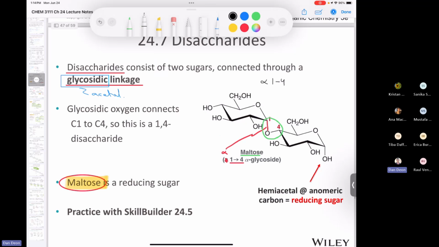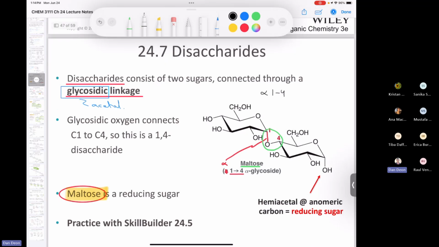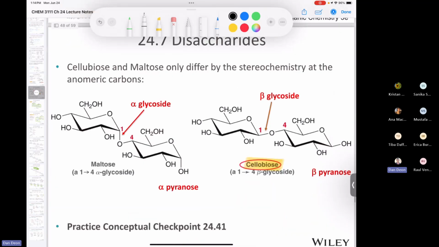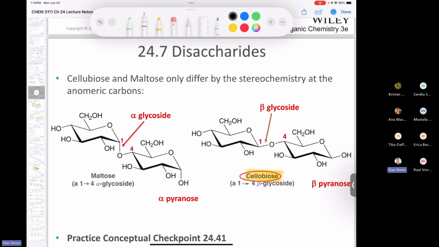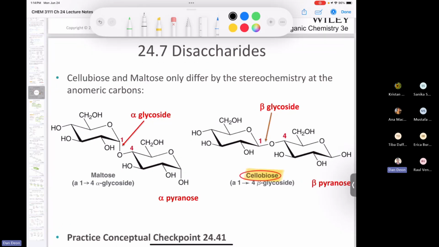Okay, so anyhow, now maltose is a reducing sugar. Why? Because if we have a reducing sugar, all it means is that we have a hemiacetal in the molecule, and you can see that we have a hemiacetal right here in maltose, and therefore it is a reducing sugar. So now if we turn our attention to cellobiose, cellobiose and maltose are very similar. What's the difference between the two? Because they're both made from two molecules of glucose. The only difference between the two is the way that the glycoside linkage is, okay?